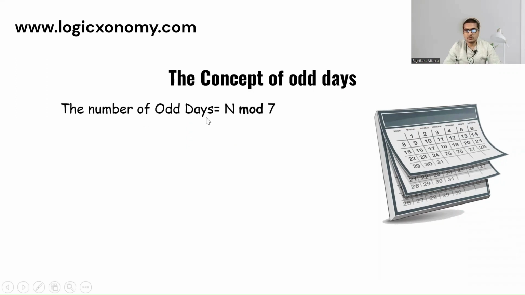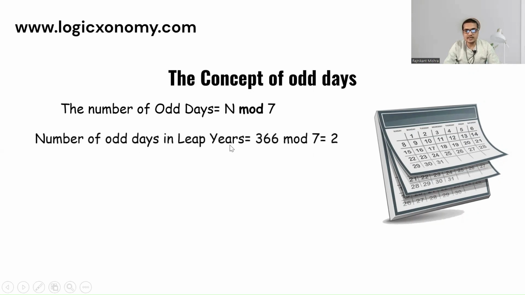Here is the formula of odd days. N mod 7. Here n is the number of days. Mod is the modulo operator, which is used to find the remainder. Now, the number of odd days in leap years.